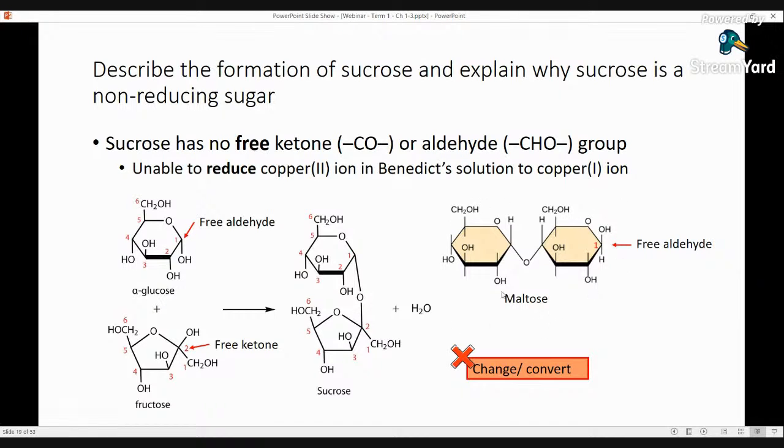In contrast, maltose, even though it forms an alpha-1,4 glycosidic bond, has one free aldehyde group at carbon 1. So maltose is a reducing sugar. Here, you see, I highlighted 'unable to reduce the copper'. The correct word is reduce. Don't use change or convert. If you know the type of reaction, whether reduced or oxidized, please use reduce and oxidize, or decarboxylated or phosphorylated. Don't use change or convert.